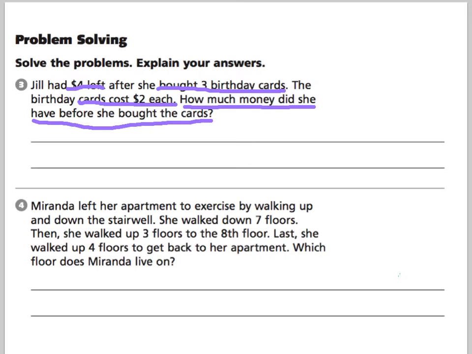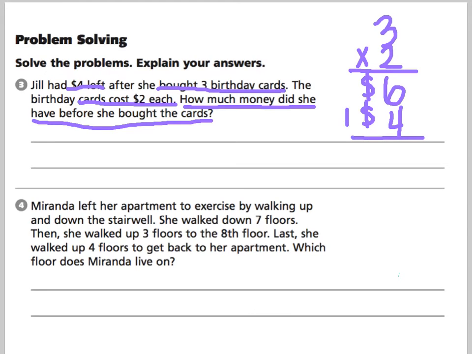So I'm going to underline that as well, so I know that I answer the question. In order to begin this, I'm going to start with the birthday cards that she bought. I know that she bought 3, and each card was $2, so I'm going to multiply 3 times 2 to get 6. This is how much the birthday cards cost altogether. Then I know that Jill had $4 left, so I'm going to add 6 plus 4 in order to get how much she started with. 6 plus 4 is $10. So I know that Jill started with $10.